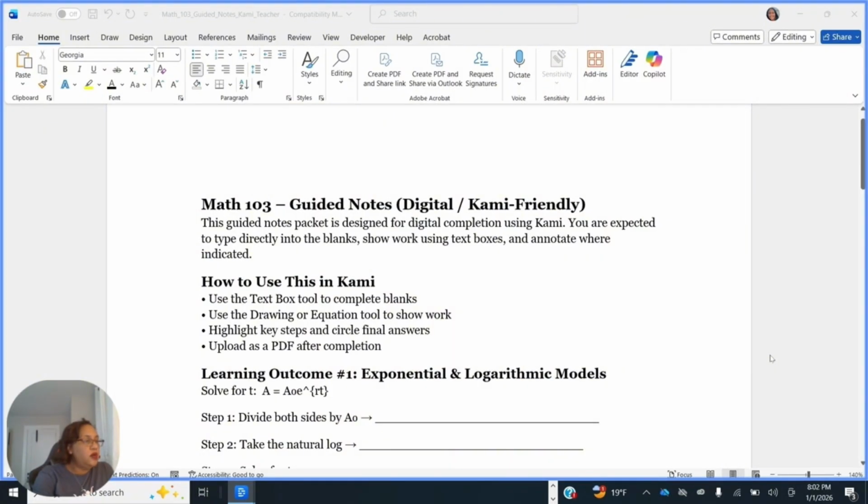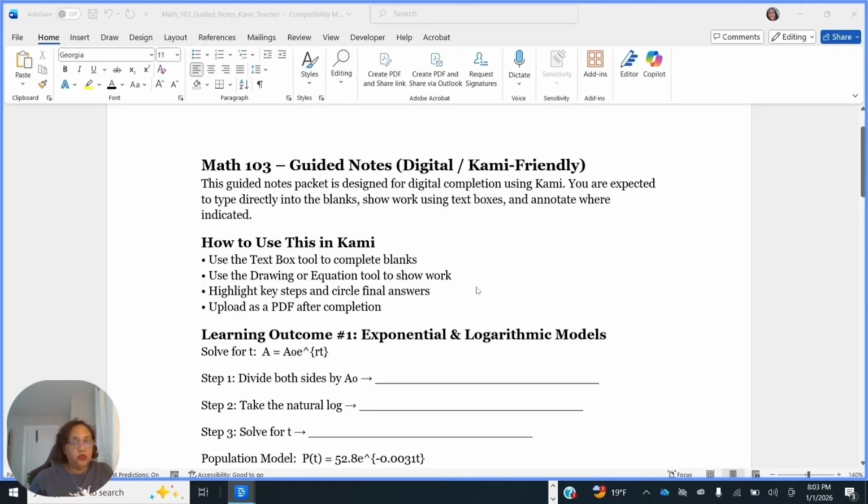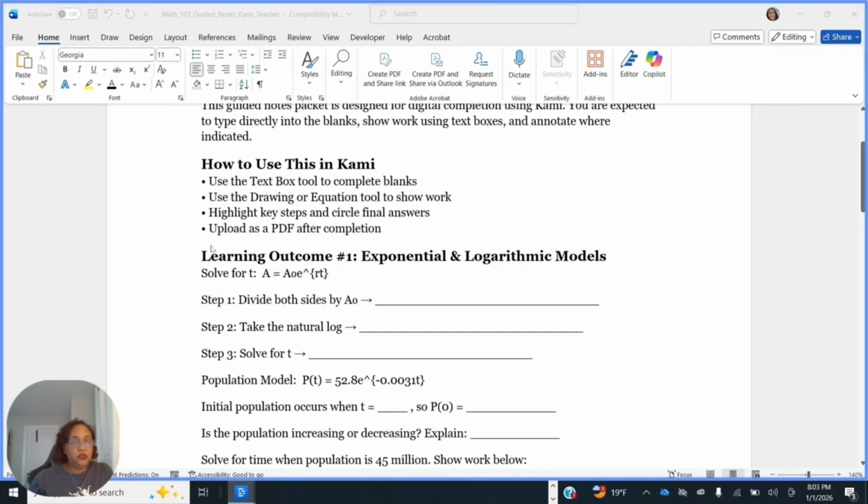Okay. So the first thing that we're going to do is this exponential function. As you can see, the learning outcome is exponential and logarithmic models, and you're going to use Cami to fill this out. If you've never used Cami before, you can watch a little YouTube video on it.